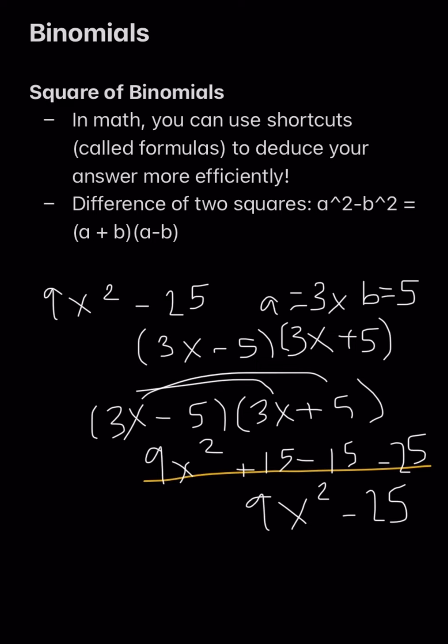So in our example, 9x squared minus 25, the square root of 9x squared is 3x, which will be our a, and the square root of 25 is 5, which will be our b. And then we just plug that into the formula, and you get (3x minus 5) times (3x plus 5) equals that expression. In the bottom, you can see that I checked it, and since the b value cancels out, you get 9x squared minus 25.